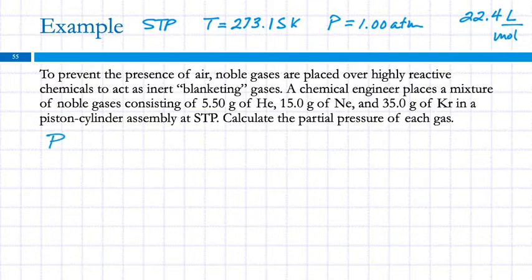So let's just start with helium. The partial pressure of helium is equal to the mole fraction of helium times the total pressure. What's the total pressure? 1 atmosphere. So what do I need to find? I need to find the mole fraction of helium. The mole fraction of helium is the moles of helium divided by the total number of moles. This is going to be tedious. Sorry.